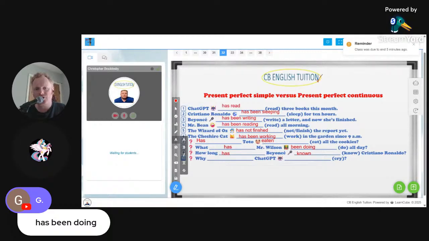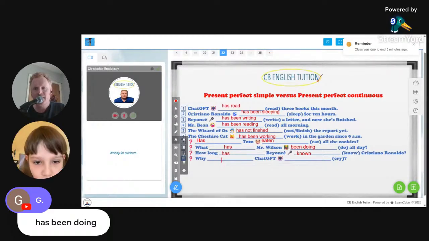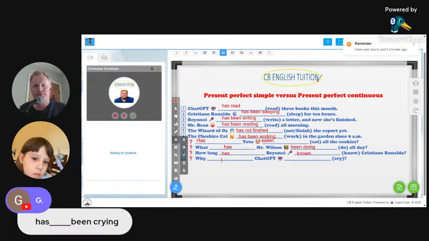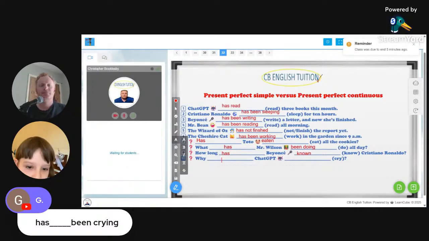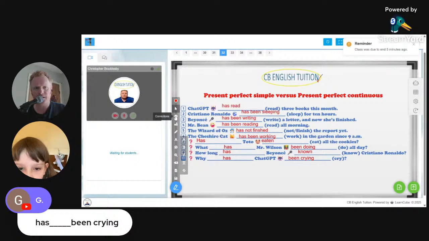Okay, the last one, number 10. Why has ChatGPT been crying? Let everyone do this one first. Give everyone 10 seconds, and you can tell me if they're correct. G, what does G say, Varvara? "Has been crying." Why has ChatGPT been crying? Yes, is it correct? Yes. It's a very weird sentence. ChatGPT made that sentence for me. Do you think computers have feelings, Varvara?